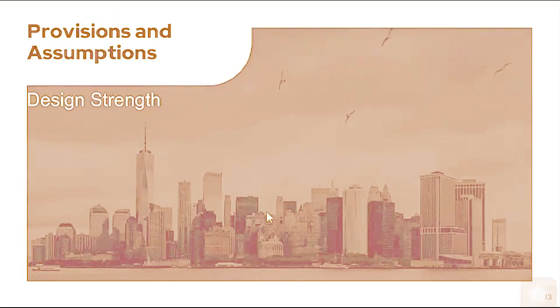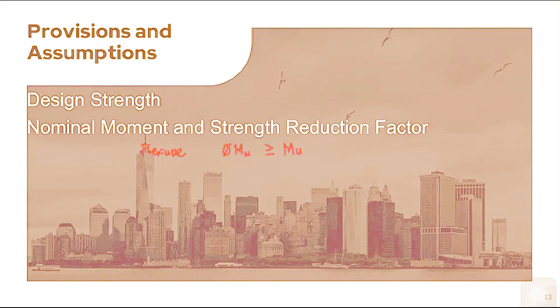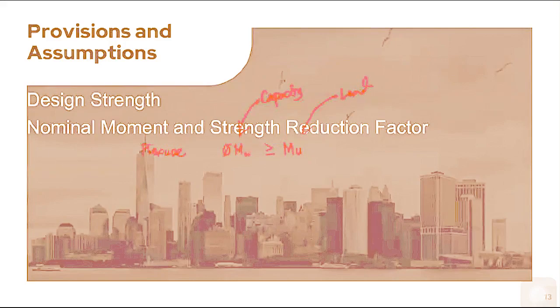Next, we have the design strength based on your nominal moment and the strength reduction factor. So based on NSCP, the design strength for flexure, para sa flexure, dapat yung factored nominal moment must be greater than or equal to the ultimate moment. So this is the capacity, yung kanina, yung basic natin. So this is the capacity and this is the load effects. Capacity or the resistance. So that is the basic design relationship.